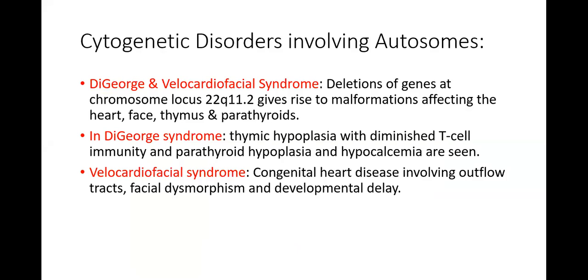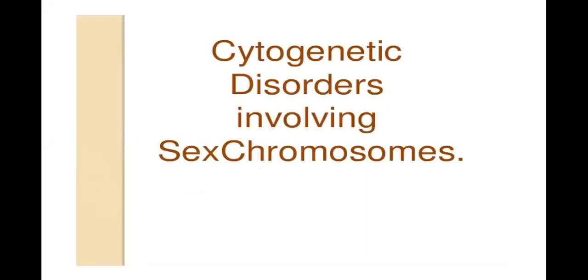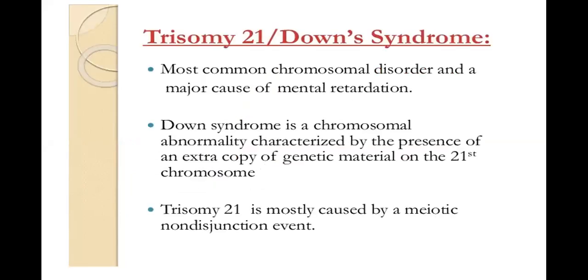Hypoplasia means a decrease in the size of the thymus is seen, with fewer T cells, as immunity in these patients is going to be decreased. Parathyroid hypoplasia: the parathyroid glands regulate calcium level. They are also decreased in size, resulting in hypocalcemia. In velocardiofacial syndrome, congenital heart disease involving outflow tracts, facial dysmorphism, and developmental delay are seen, and both of these occur because of deletions of genes at chromosome locus 22q11.2. Okay, so these are the cytogenetic disorders involving the autosomes.